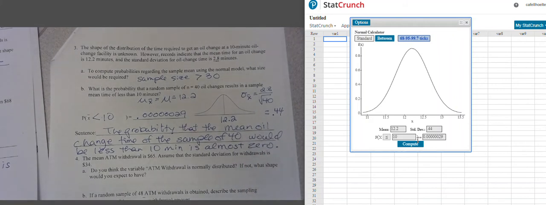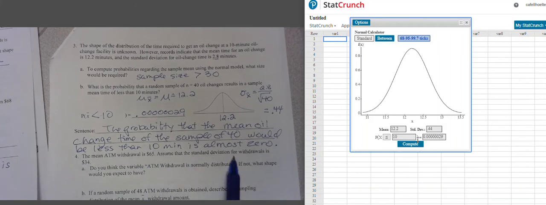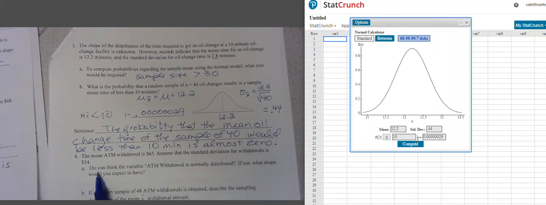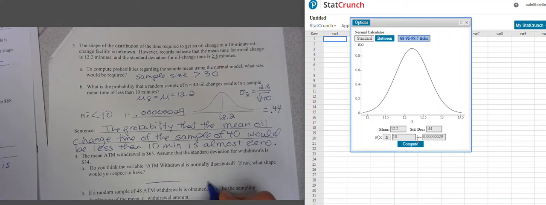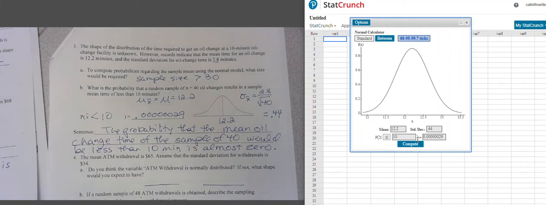All right, the last problem, number 4. So we are told that the average or the mean ATM withdrawal is $65. Assume the standard deviation for the withdrawal is $34. Do you think that the variable ATM withdrawal is normally distributed? If not, what shape would you expect to have? So what I'm asking here is, if we looked at all those amounts and made a histogram or a distribution of those withdrawals, what do you think?